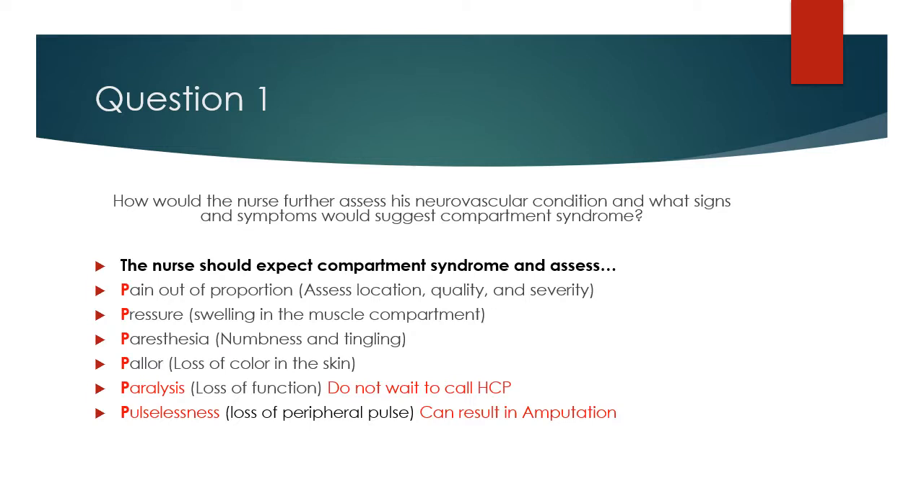Based on Timmy's new symptoms, the nurse should suspect that compartment syndrome may have developed. She's going to assess what are known as the 6 P's that are found with compartment syndrome. That's pain that's out of proportion, pressure, paresthesia or numbness and tingling, pallor, paralysis, which would be loss of function, and pulselessness.